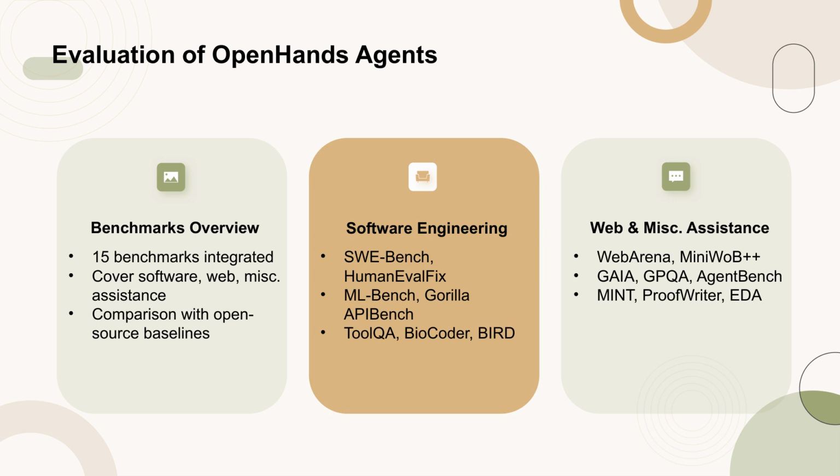Key results include competitive performance in software engineering tasks such as SWBench and Muennighoff, web browsing tasks like WebArena and MiniWebB++, and miscellaneous assistance tasks including Jiayi, f.k.a, and AgentBench. The evaluation highlights the generality of OpenHands agents, which perform well across diverse task categories without specific task optimization.